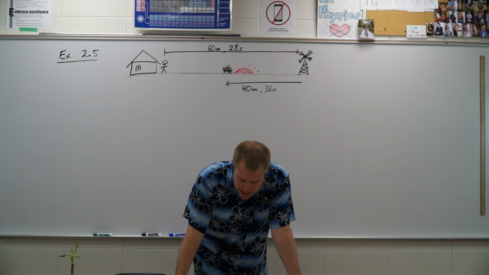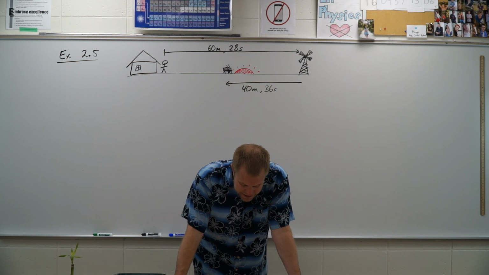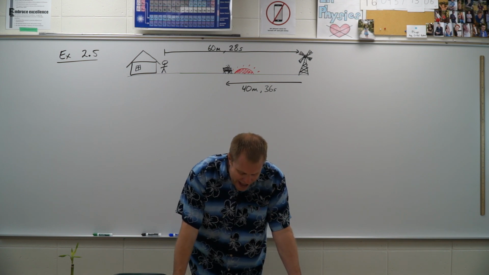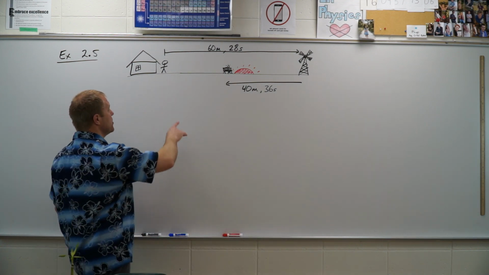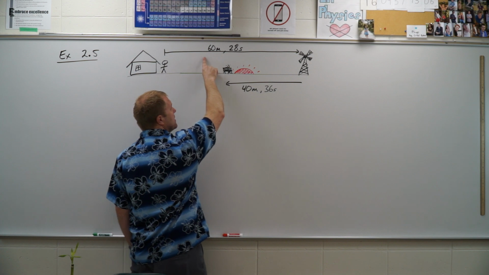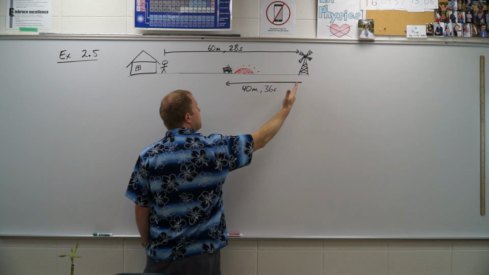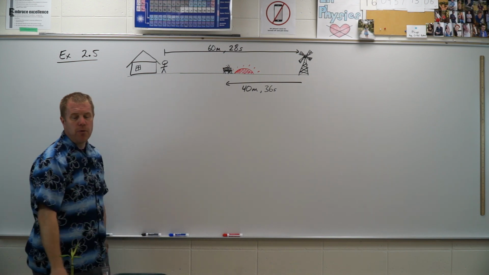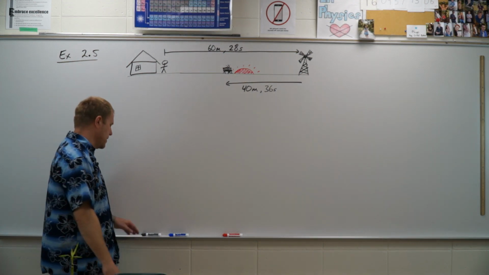It takes you 28 seconds to walk from your house to the windmill and 36 seconds to walk from the windmill to the bench. For the entire trip from your front door to the bench, what are your average velocity and average speed? So we've kind of drawn this out here. You start at your house, you go 60 meters in 28 seconds to the windmill, and then 40 meters back, and it takes you 36 seconds to get to the bench and watch the sunrise.